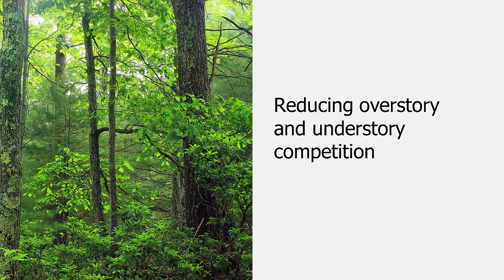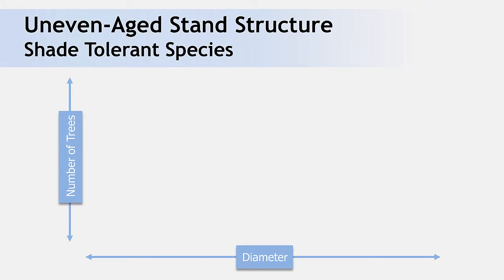Harvesting in an uneven age stand focuses on reducing both overstory and understory competition. The important part is that an uneven age harvest retains trees in all diameter classes.